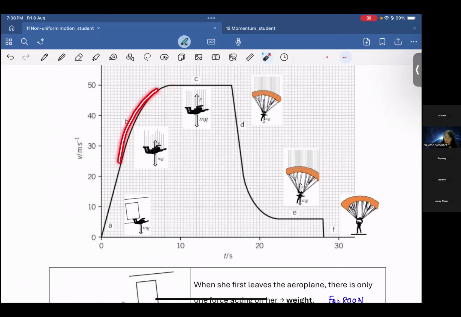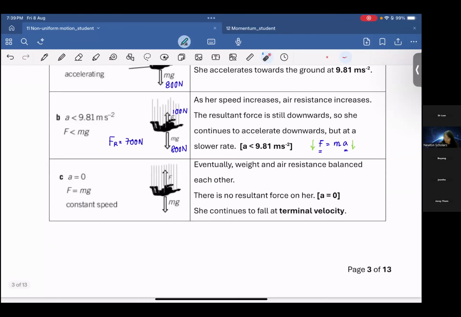We are still increasing the speed, but at a lower rate. So this is A, B, and C. Velocity unchanged. Why? We look at C here. Just now I mentioned the air resistance will increase when the speed increases. In case B, we still accelerate. So that means air resistance will keep on increasing until when? Until it is balanced. The air resistance balances with the weight.